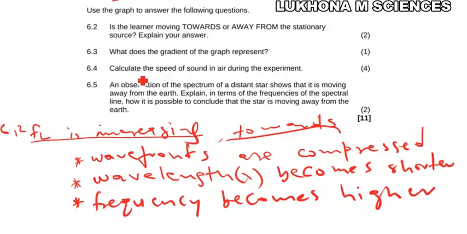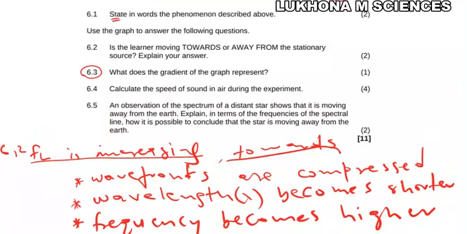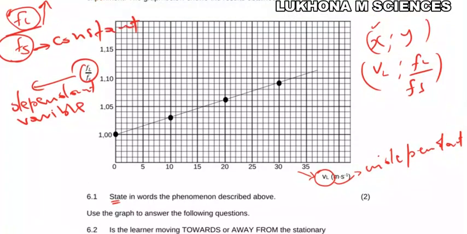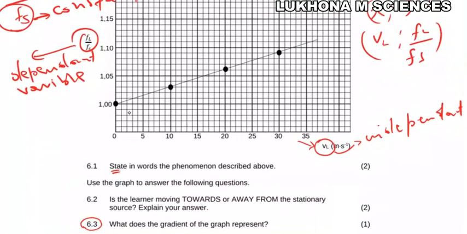Okay, now let's go to this question. This question says, what does the gradient of the graph represent? Let's go to the Doppler effect formula and see what is happening there. Remember, here we have the ratio, but here we have meters per second.